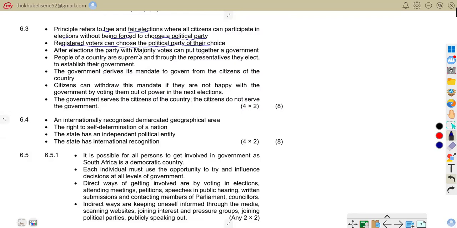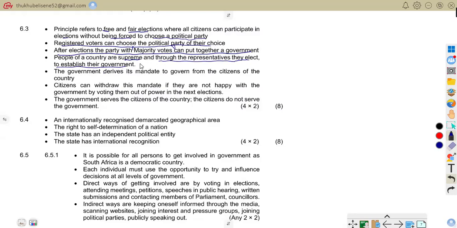After elections, the party with the majority votes can put together a government. So after the elections, a party with majority votes can form what? The government. The party that has the majority votes is the one that can choose the government that is going to govern the country. People of the country are supreme through the representatives they elect to establish their government. So people of a country are supreme.